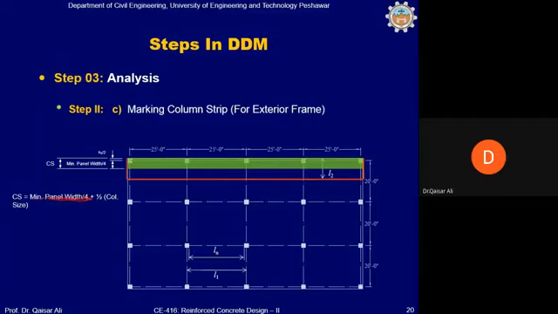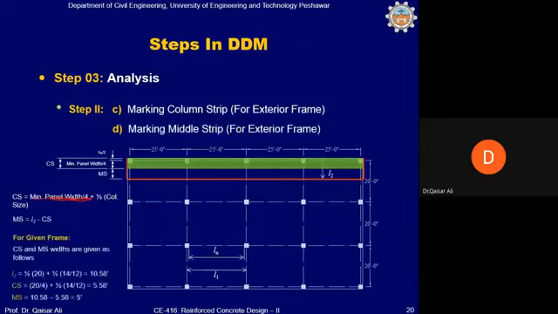So 25 feet and 20 feet. Out of 25, 20 feet, 20 is minimum. 20 divided by 4 is 5 feet. Okay, as you will see, like this.